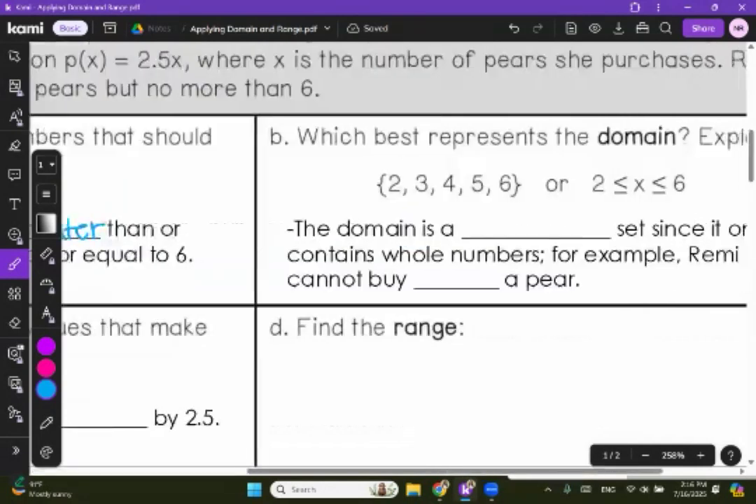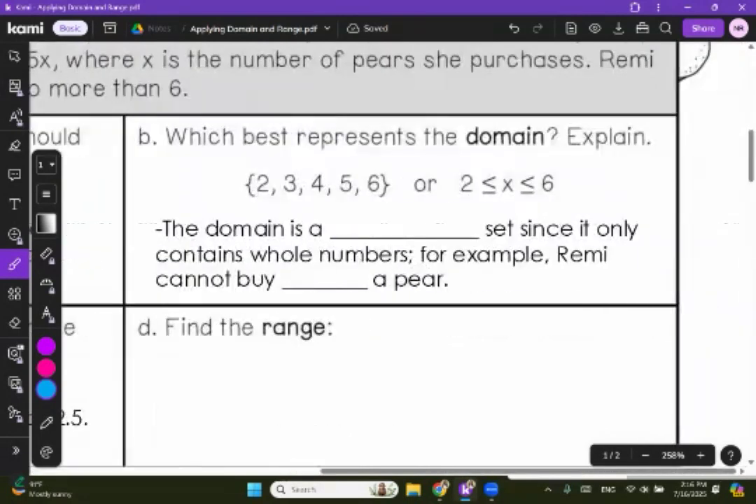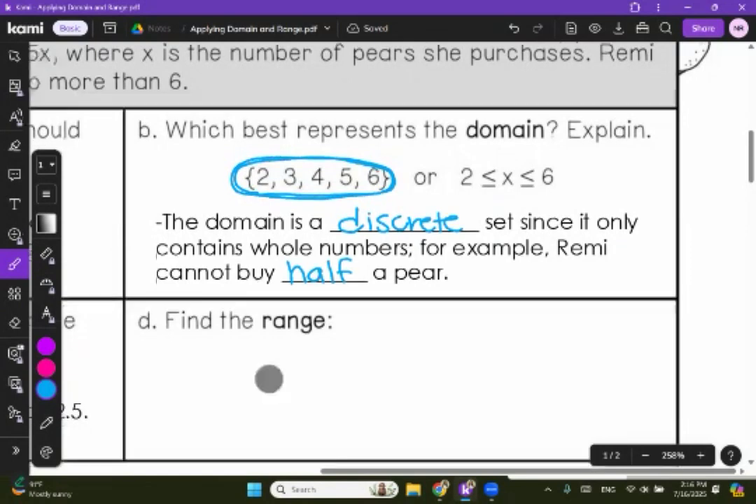Now, which best represents the domain? Because we have a certain amount of whole numbers of pears that we would purchase, we would go with the list. We would go with discrete. The domain is a discrete set since it only contains whole numbers. For example, Remy cannot buy half a pear. When we use intervals, that's more for decimal numbers. Half is a type of decimal, right?